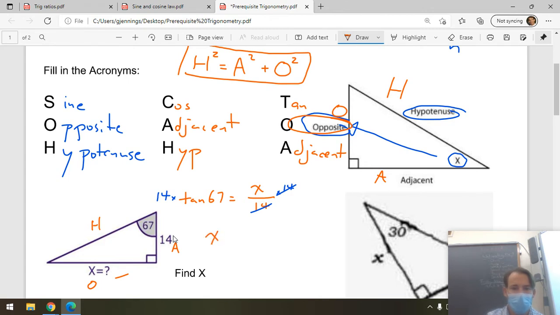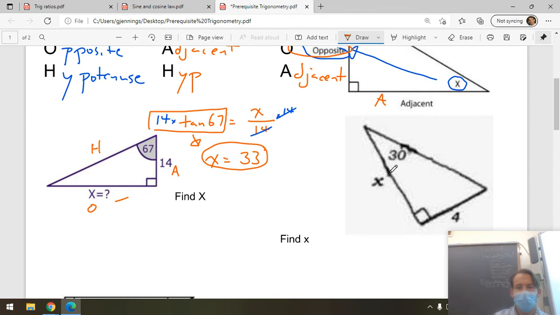So there I will get x is equal to, and now I turn to my calculator and I punch 14 multiplied by, and I push tangent 67. And that gives me 32.98, so 33. And there we go. Circle it. That's your final answer. This is just what I punch on the calculator to give me that.